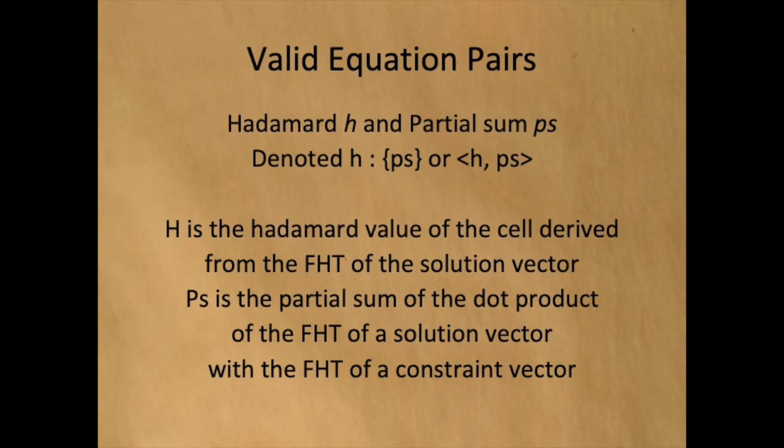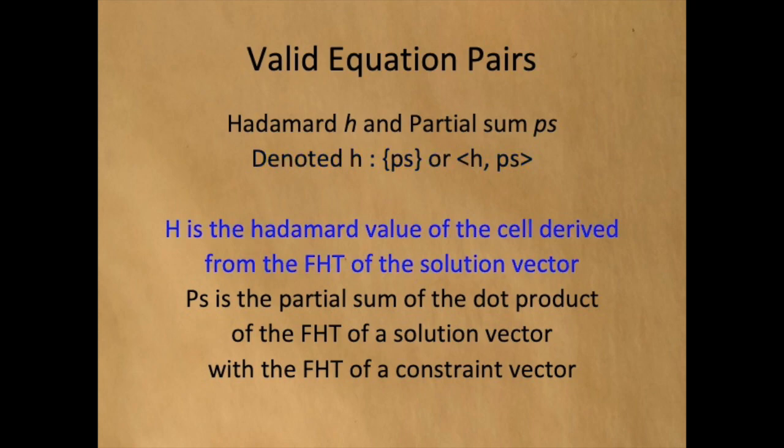All nodes within a butterfly contain sets of records that contain a Hadamard value and a partial sum value, called a pair. The Hadamard value is the actual Hadamard value for that node. The partial sum value is the sum of the equation represented by the nodes below. We denote these pairs using colons or angle brackets.